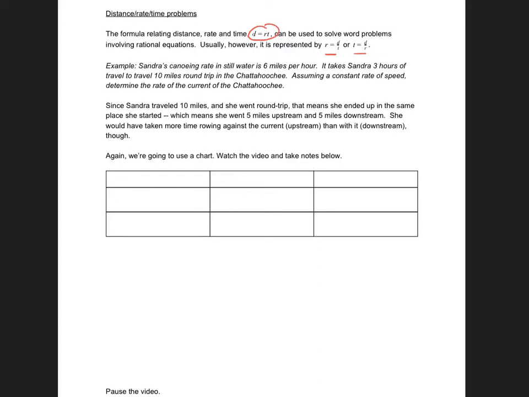You know how we did the chart with the weighted averages stuff? We're going to do sort of the similar thing here with this problem, but this time the columns are going to be distance, rate, and time, and the rows are going to be upstream, which is against the current, downstream, which is with the current, and then total. What we've got here is we know that she can row 6 miles per hour in still water. That would be a rate.